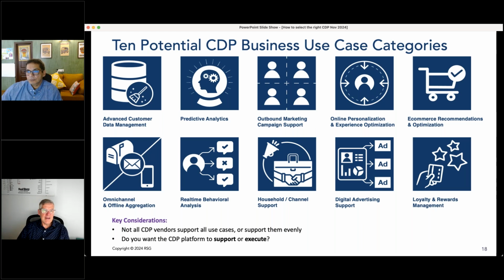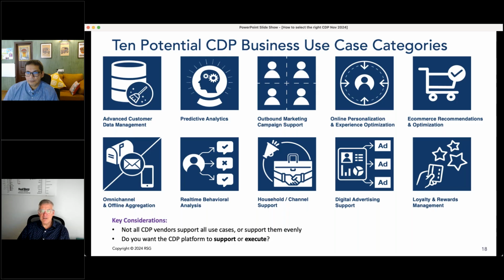So you have the two on the left, advanced data customer management, omni-channel and offline aggregation, that are more around data processing. The next two are more analytics based, and then the next six to the right are more leverage based. Outbound marketing, of course, a big one, personalization, e-commerce, digital advertising, an increasingly important use case for paid media there, and particularly paid media integrated with owned and operated. And then household channel and B2B support, something that most CDP vendors don't do particularly well, but some make at least a partial case for it.